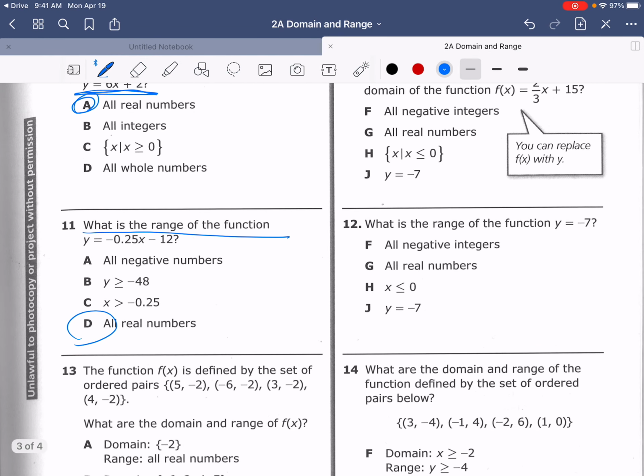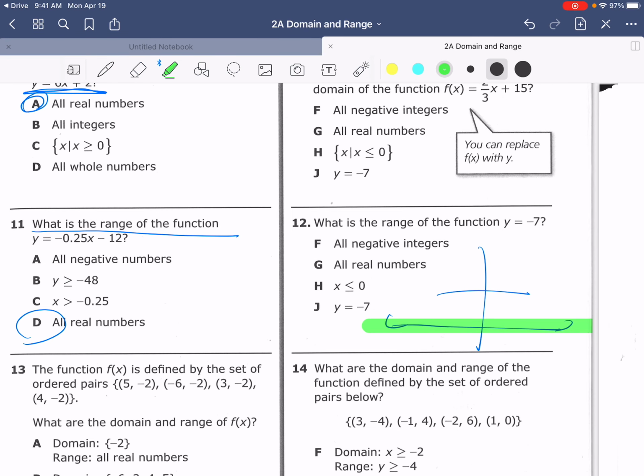Right? This one is going to be a bit different. This one, if you graph it, it's going to graph like this, okay? And domain is going to be, yes, all real numbers because it keeps going to the left, keeps going to the right, but we are looking for the range. And range should be just y equals -7. Because y cannot be -8, y cannot be -6. It will just stay at -7, like that, okay?